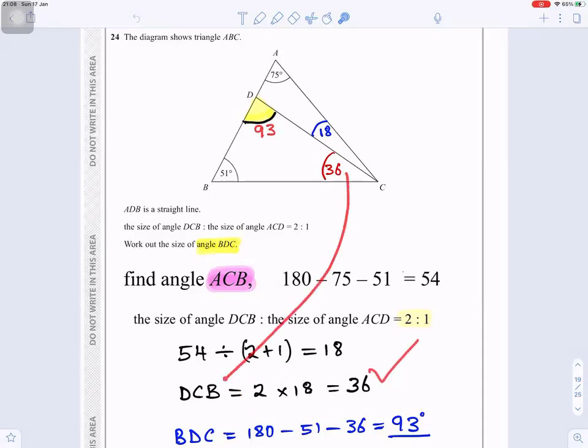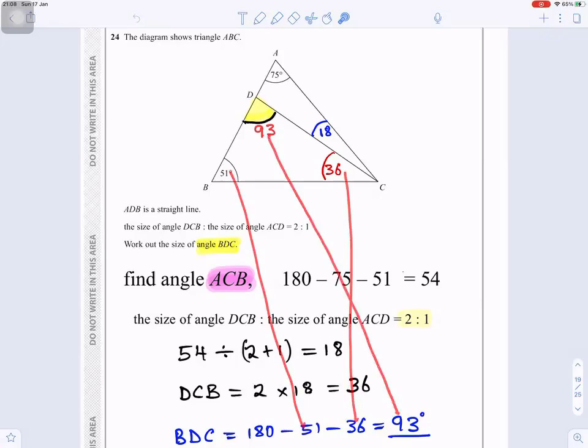So DCB is 36. Now we look at the triangle BDC. So 180 minus 51 minus 36 gives us 93.